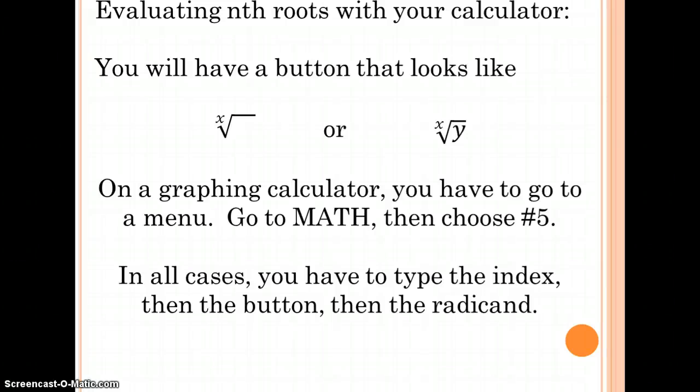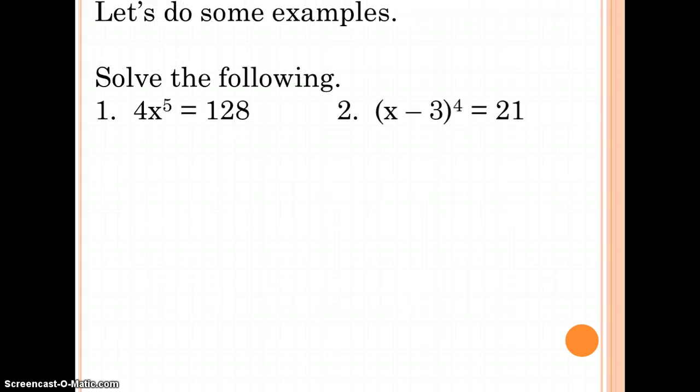So hopefully you have now figured out how to use your calculator to evaluate a radical. And this is where we just came from. I've got it blank, but you should already have filled out. The answer that we got was x is equal to 3 plus or minus the 4th root of 21.